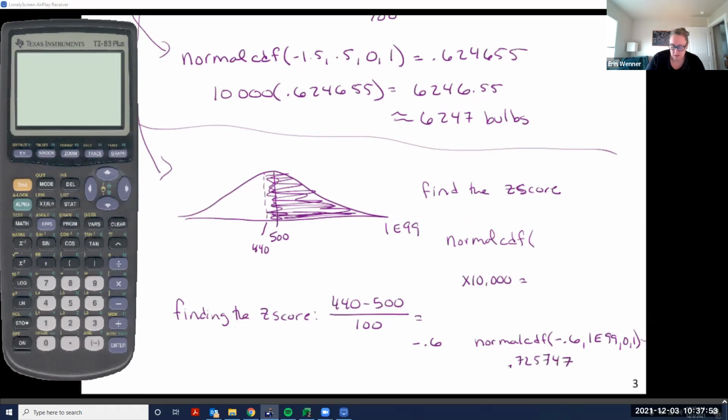0.725747 rounded. And then we're going to take that and multiply it by 10,000. Which gives us 7,257.47 or 7,257 bulbs.